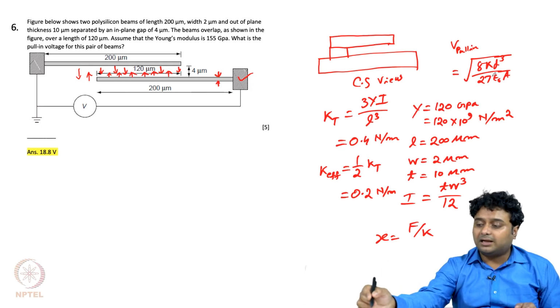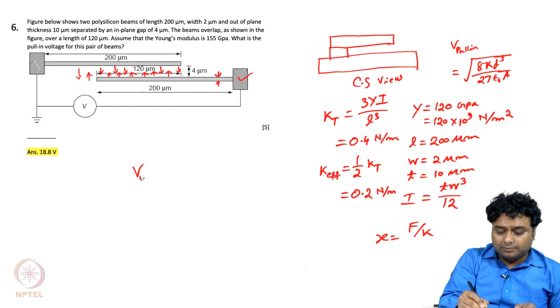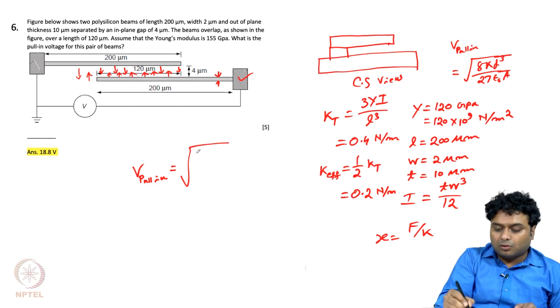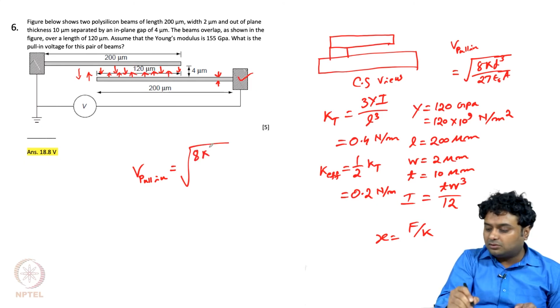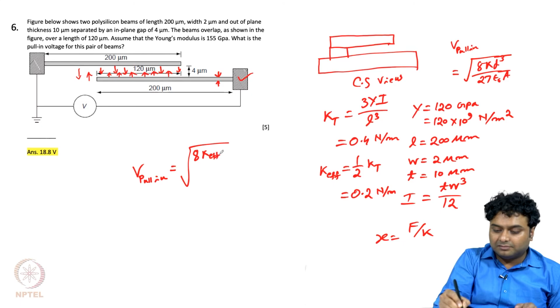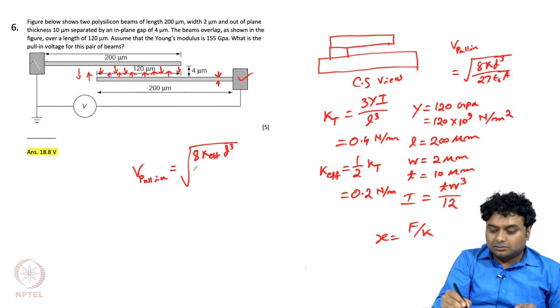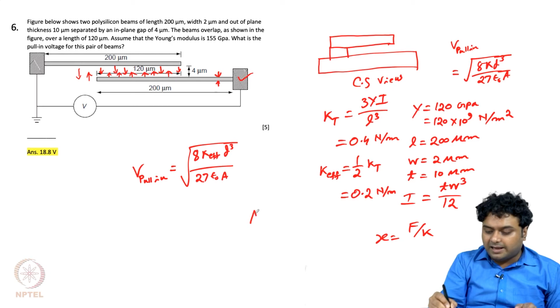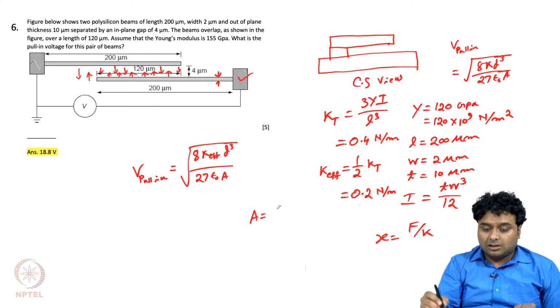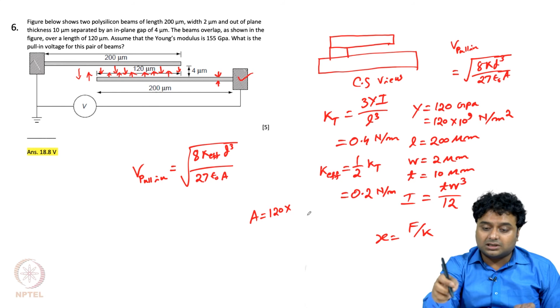So in that case we can directly use this formula that V pull in is equal to square root of 8 k, so this will be k effective, d cube by 27 epsilon naught A. Now this A is the area, that is 120 into, what is the out of plane thickness, that is 10 micron.